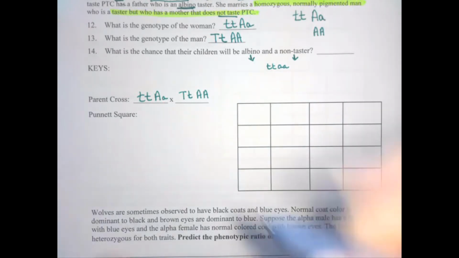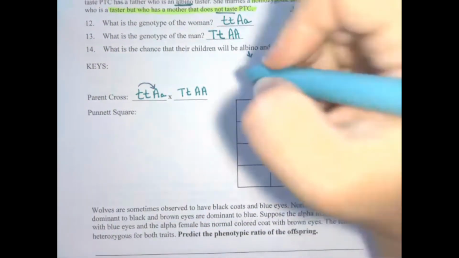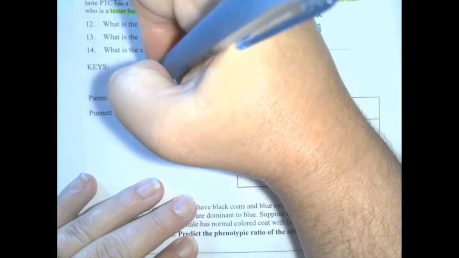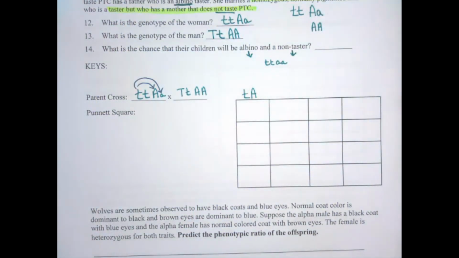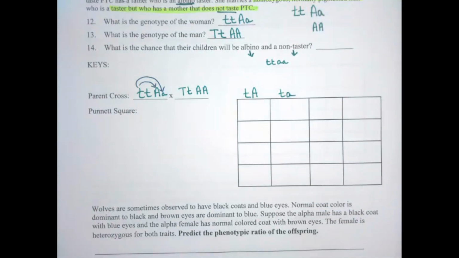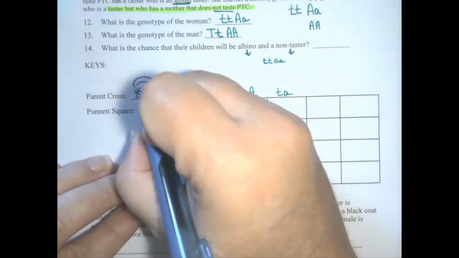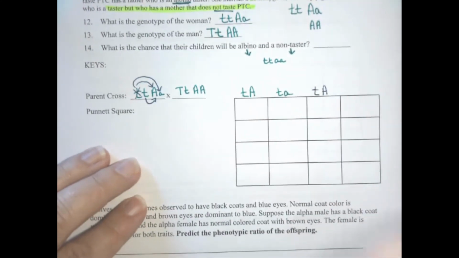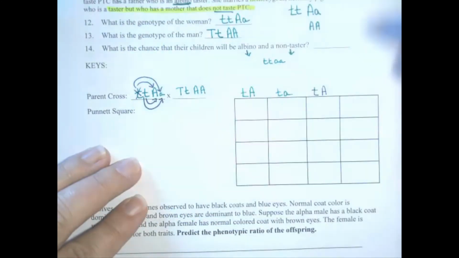Okay, so I'm going to take this first T and pair it with that first A. That's going to be little t, big A. I'm also going to take that first T and pair it with the little a, so little t, little a. Now that T is done, we've already used everything we can on it. So now I'm going to go to the next T and pair it with the first A, so little t, big A. And I'm going to take that T to the next little a, so that's little t, little a. That's how I'm going to end up foiling it out so that I can set up my Punnett square.